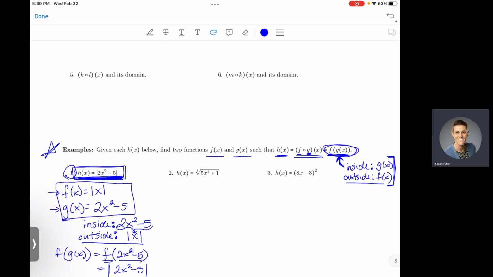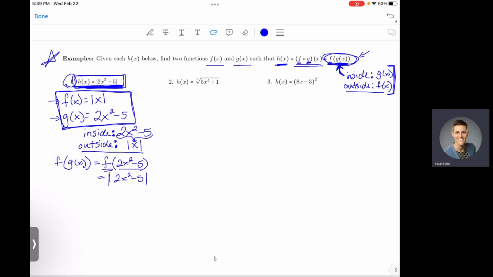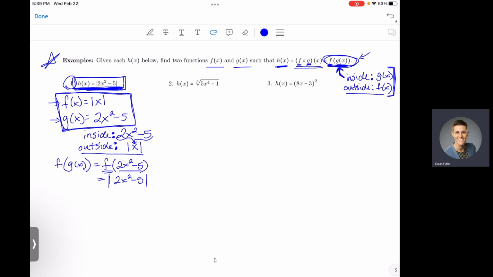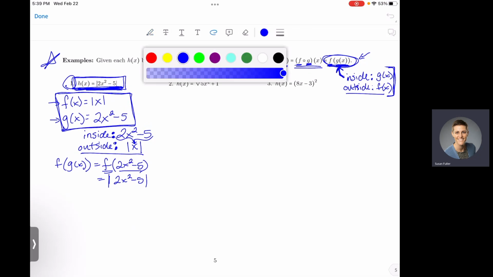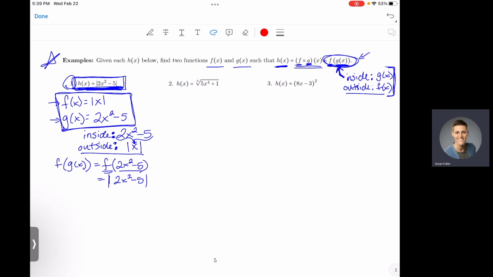So I think the easiest way to make your brain do this is to ask yourself what function is inside something else. That will tell you what your inside function is. And then just make sure that you look at what you're given to label them correctly. And with this number 1 here, I also want to make a note that there's not one answer to these problems. There could be multiple of them.